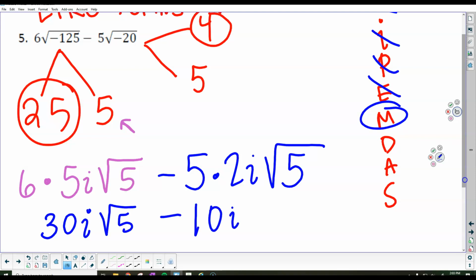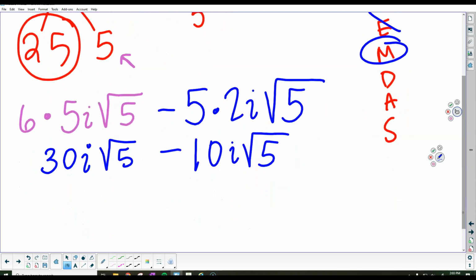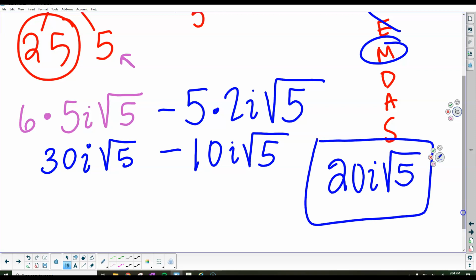minus 10i root 5. And then what did you write right above that problem? What 2 words did you write? Like terms. Everything has to be right. The radicals have to be the same. And if one of them has the letter i, they both have to have the letter i, or you can't do it. Do they both have the letter i? Yes. Do they both have 5 for a root? Yes. So y'all, it's just 30 minus 10. It's just 20i root 5.